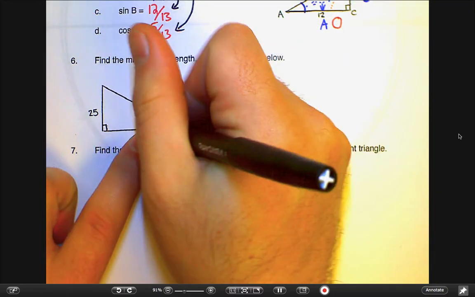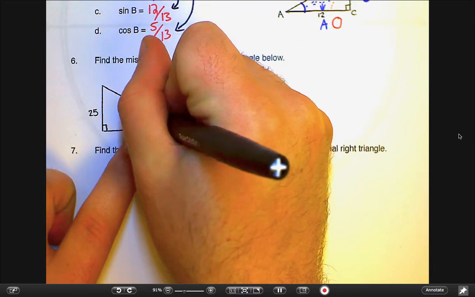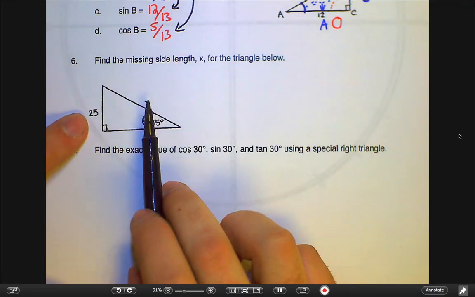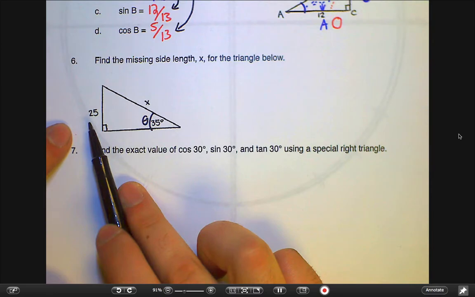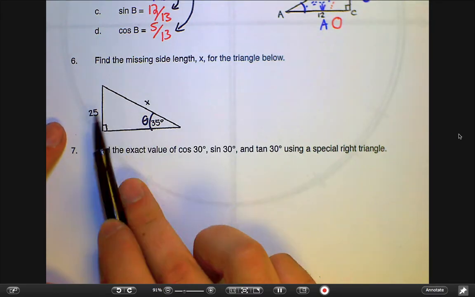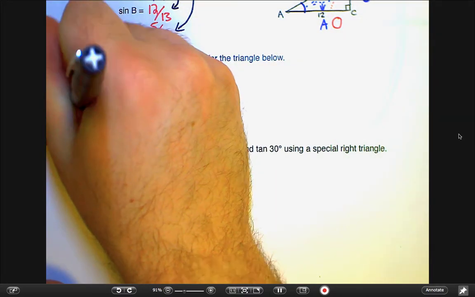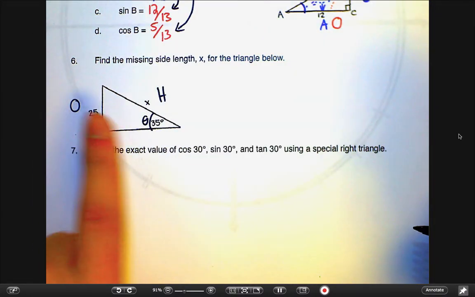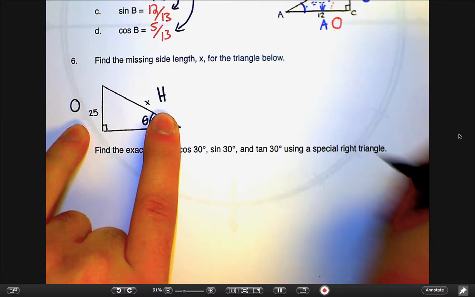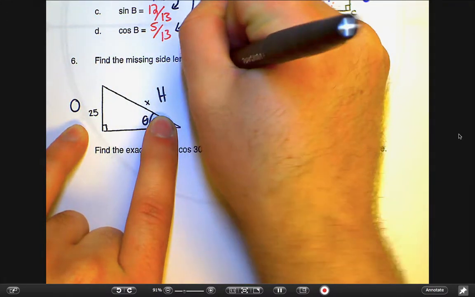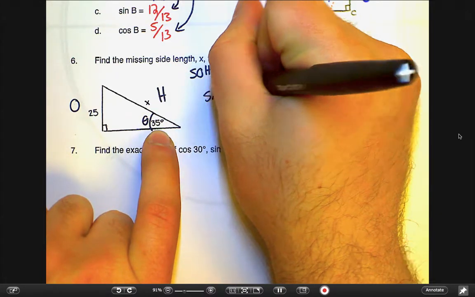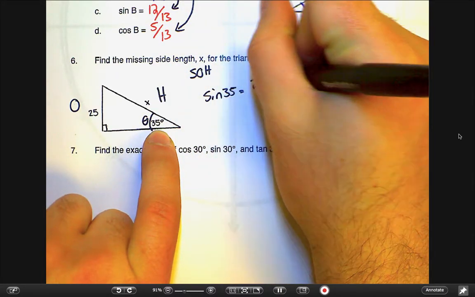So last one here, I have an angle of 35 degrees. I'm going to call that my theta. That's my angle I'm working with. I have a 25 and an x, so I need to figure out what sides these are. The 25 is going to be across from theta, so that's our opposite side. X is across from the 90. That's our hypotenuse. So I'm using O and H. That means I'm talking about SOH, so I have sine.